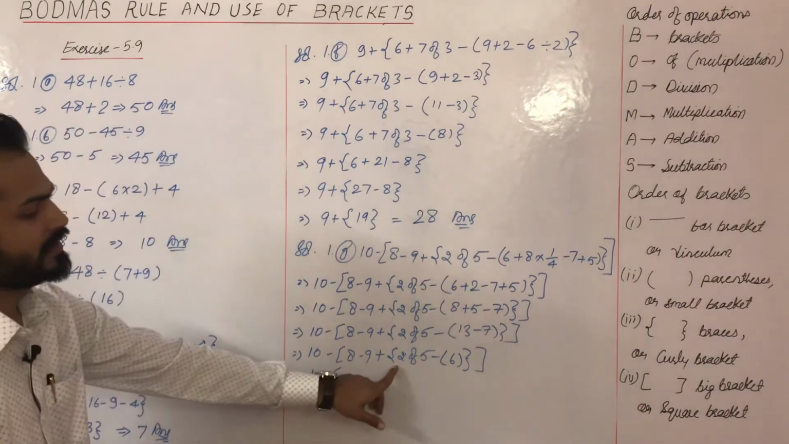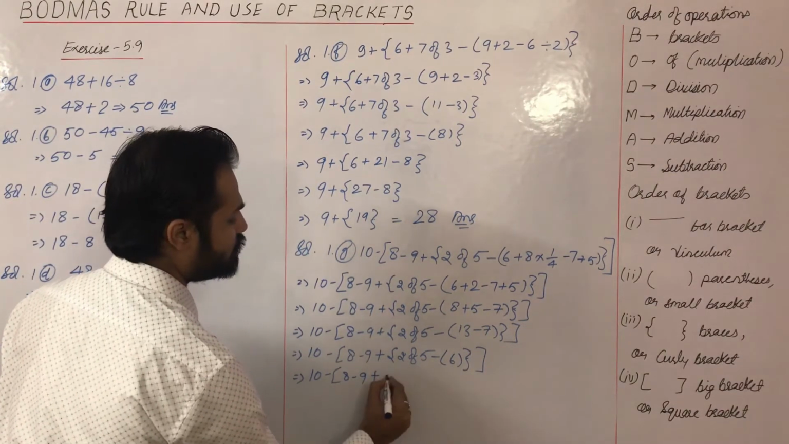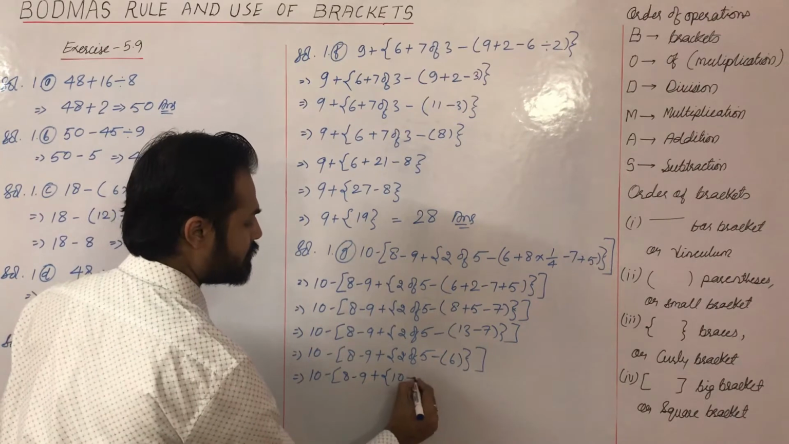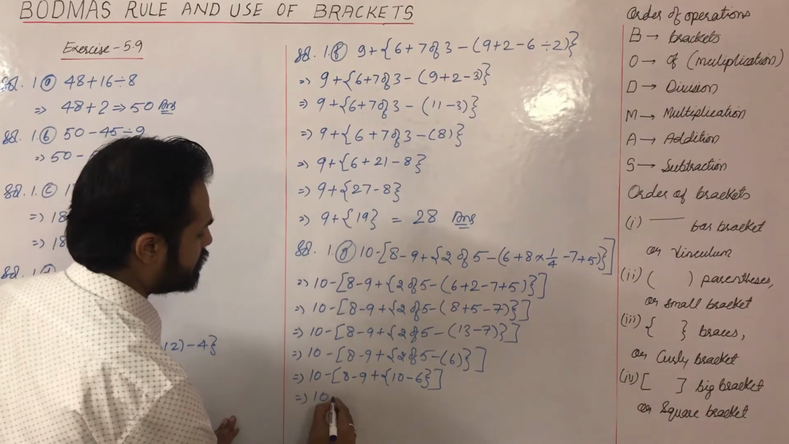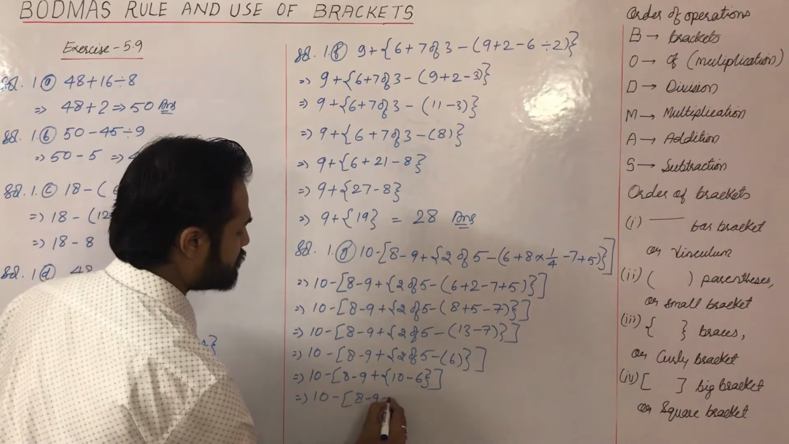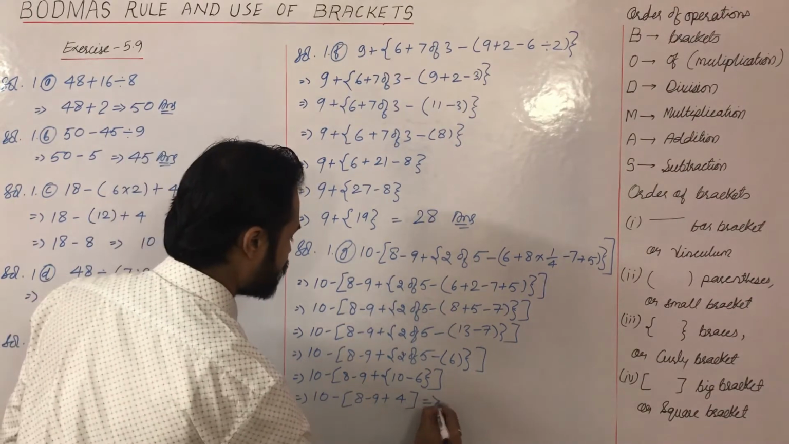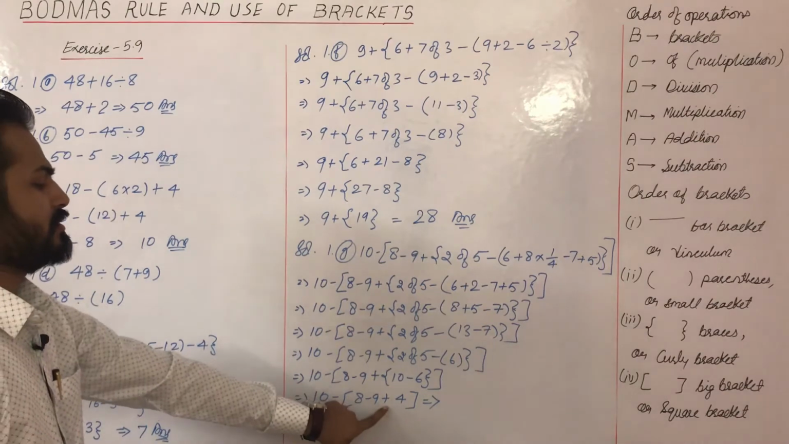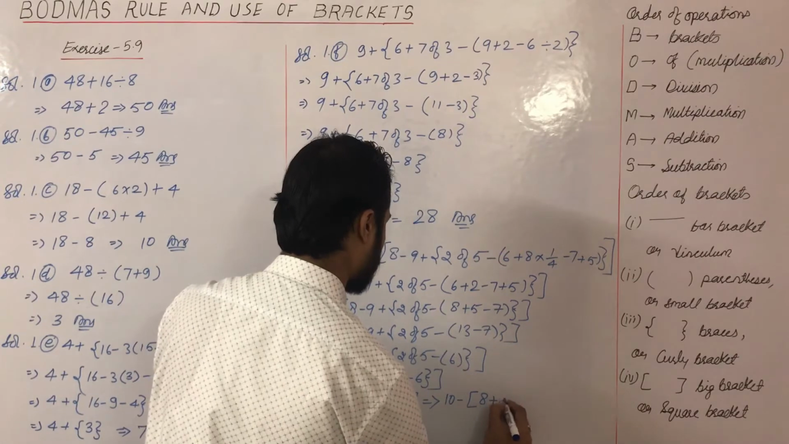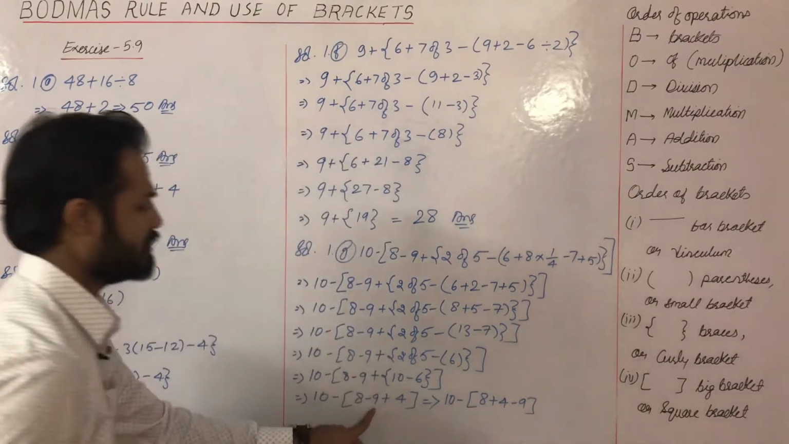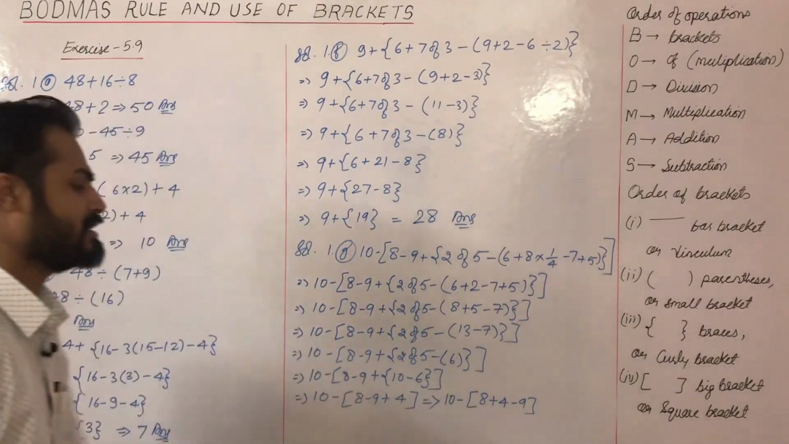Now in the next step, 10 minus. Now we have the curly bracket. So 8 minus 9 plus 2 of 5 means 10 minus 6. Again 10 minus 8 minus 9 plus 10 minus 6 is 4. And in the next step, 10 minus 9 plus 4. So 10 minus 8 plus 4 minus 9 we can write, just changing the place. So 8 plus 4 is 12 and 12 minus 9.